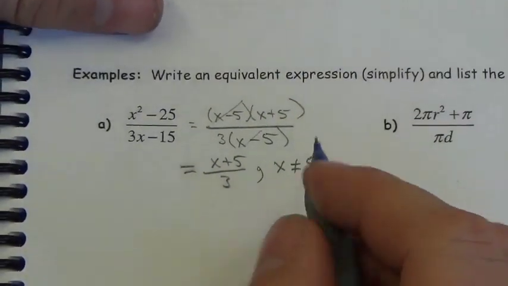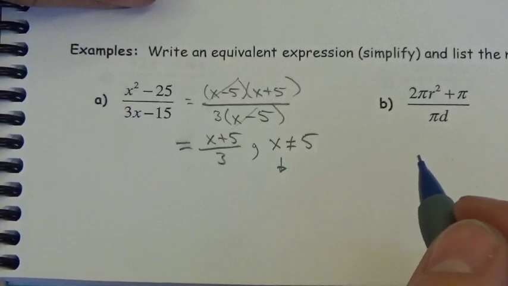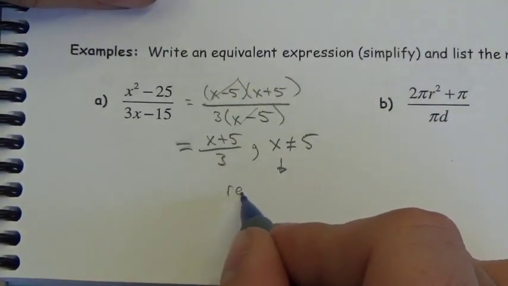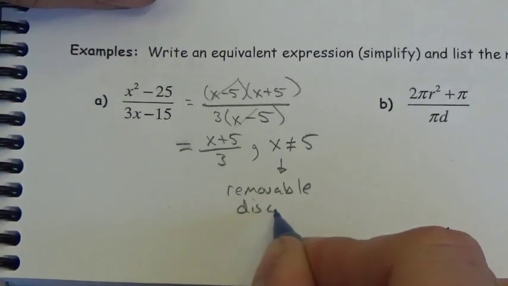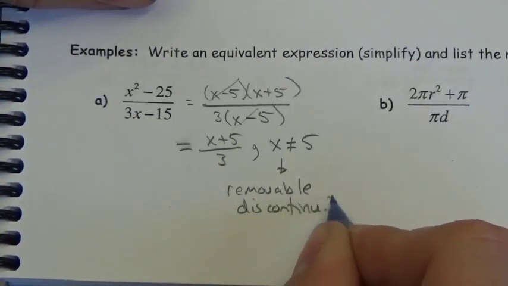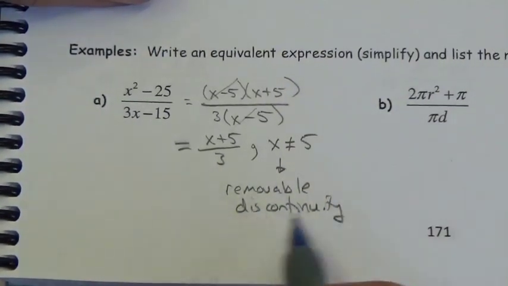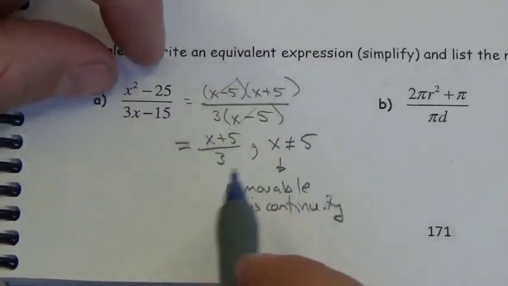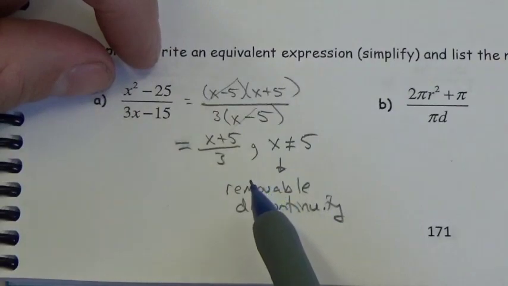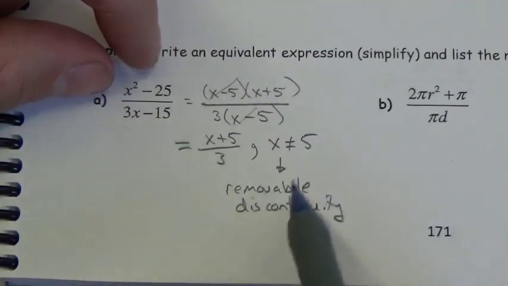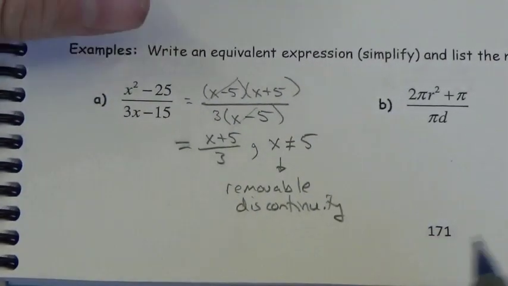In fact, if you really want to be technical about this, we call this a removable discontinuity. It's a gap in the value of x, but notice that I was able to get rid of it by factoring and canceling. So I was able to remove this little discontinuity, this little hole in it.